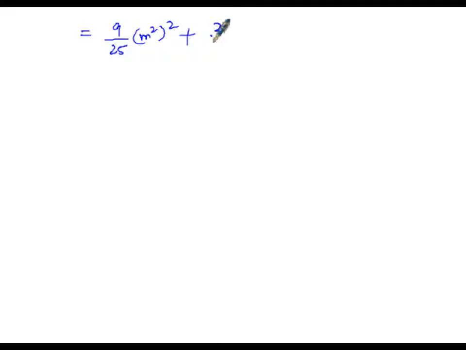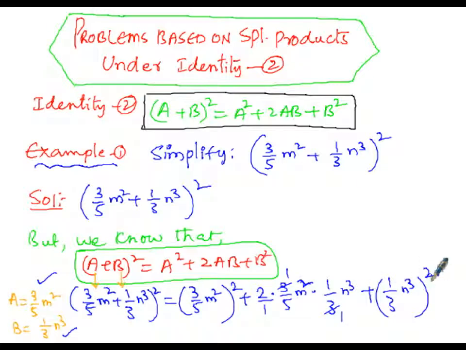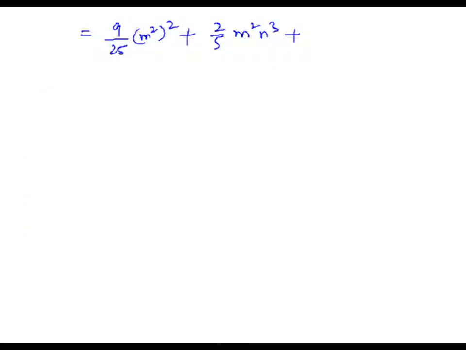plus 2/5 m square n cube plus the last term, where square is applicable for both numerator and denominator, 1 square value 1 1 is 1 in the numerator and 3 square 3 3 is 9 in the denominator. So here n cube whole square must be written as it is. So the next logical step will be 1 square is 1 and 3 square value 3 3 is 9. Then here n cube but whole square must be written as it is.